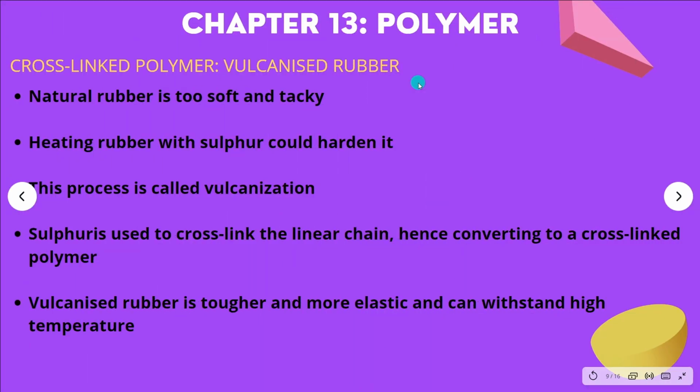The example of cross-linked polymer is vulcanized rubber. Natural rubber is too soft and tacky. Heating rubber with sulfur could harden it. This process is called vulcanization. Sulfur is used to cross-link the linear chain, hence converting it to a cross-linked polymer. Vulcanized rubber is tougher and more elastic and can withstand high temperature.